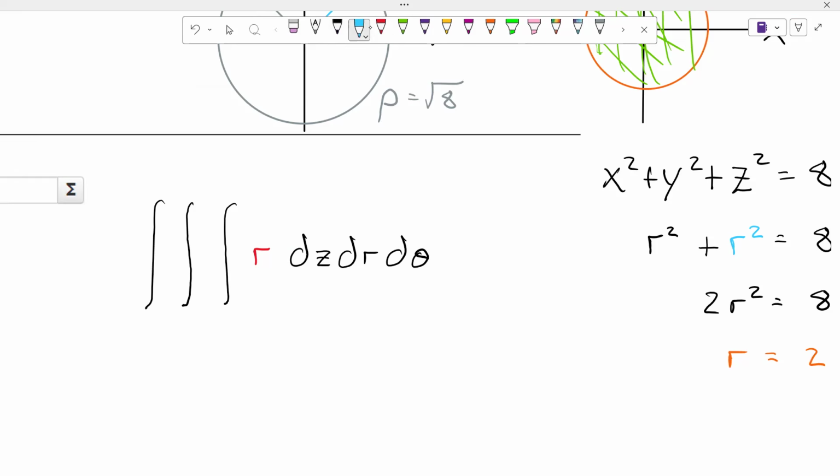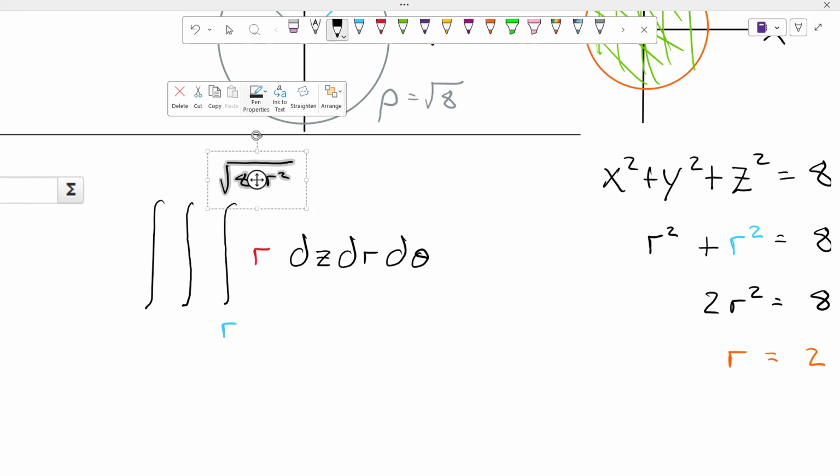Z is first. Its lower bound was the cone, which is just r. Its upper bound is the sphere. Solving that for z, I'll get the square root of 8 minus r squared.